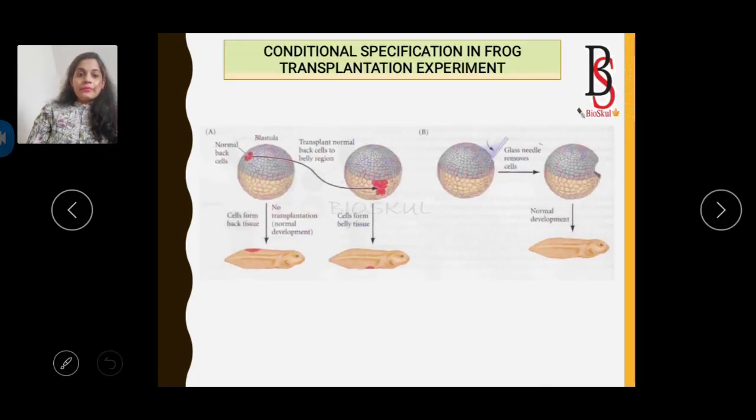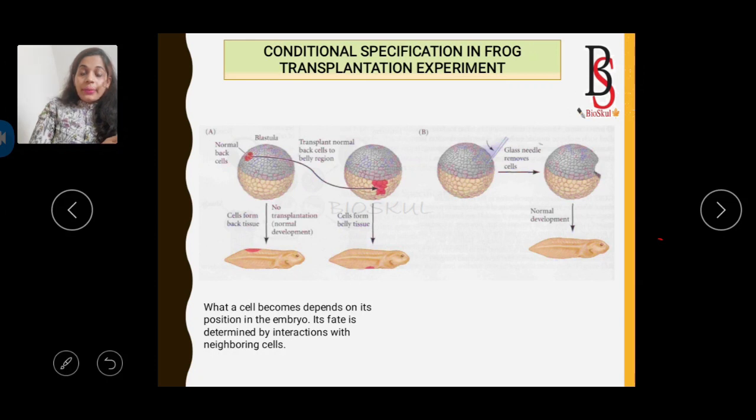Now the example. What a cell becomes depends on its position in the embryo. In conditional specification, what the cell will become depends on its position in the embryo. Its fate is determined by interaction with the neighboring cells. So here is the normal back cell from the blastula.